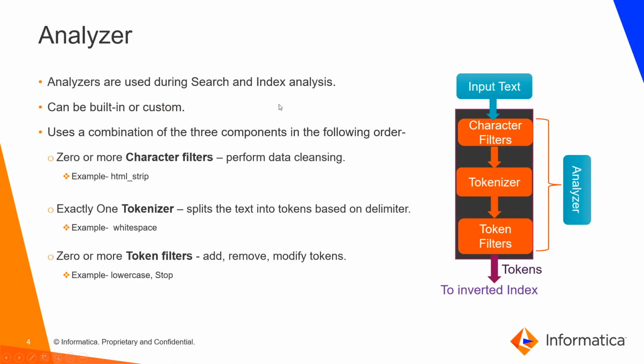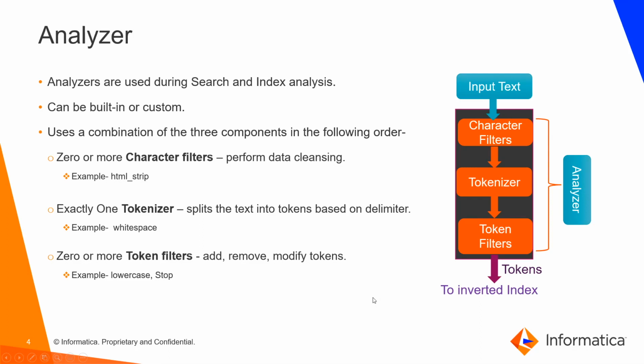Analyzers are used during search and index analysis. They can be built-in or custom. They use a combination of three components in the following order: firstly character filters, then a tokenizer, then token filters. So let's say we have an input text which we want to index. Firstly it will go through a series of analysis rules: character filters, then tokenizer, then token filters. At the end of the process we will get processed tokens which will be further sent for indexing.